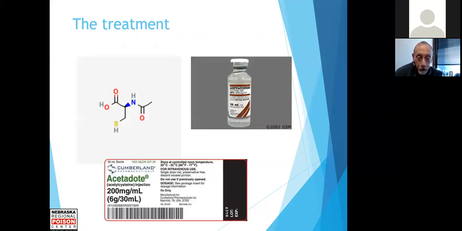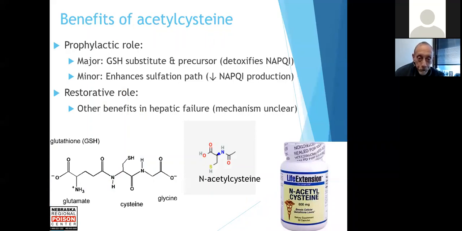So this is our treatment, N-acetylcysteine or acetylcysteine. The primary role is to detoxify the toxic metabolite. So cysteine is one of the 3 amino acids in glutathione. So it can substitute for glutathione, or it can act as a precursor to form more glutathione. So the primary mechanism is to detoxify the toxic metabolite if you still have acetaminophen and you're still forming toxic metabolite.